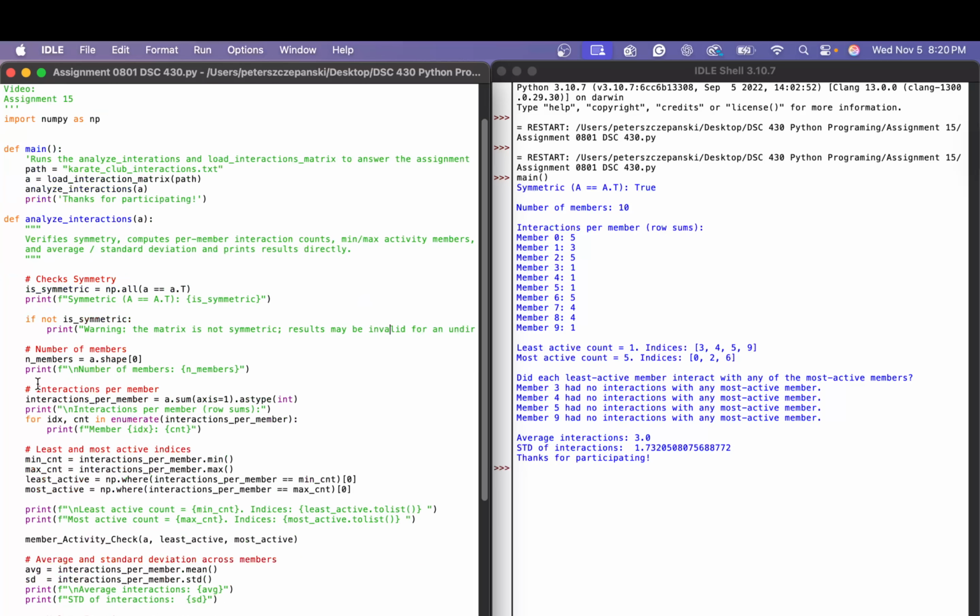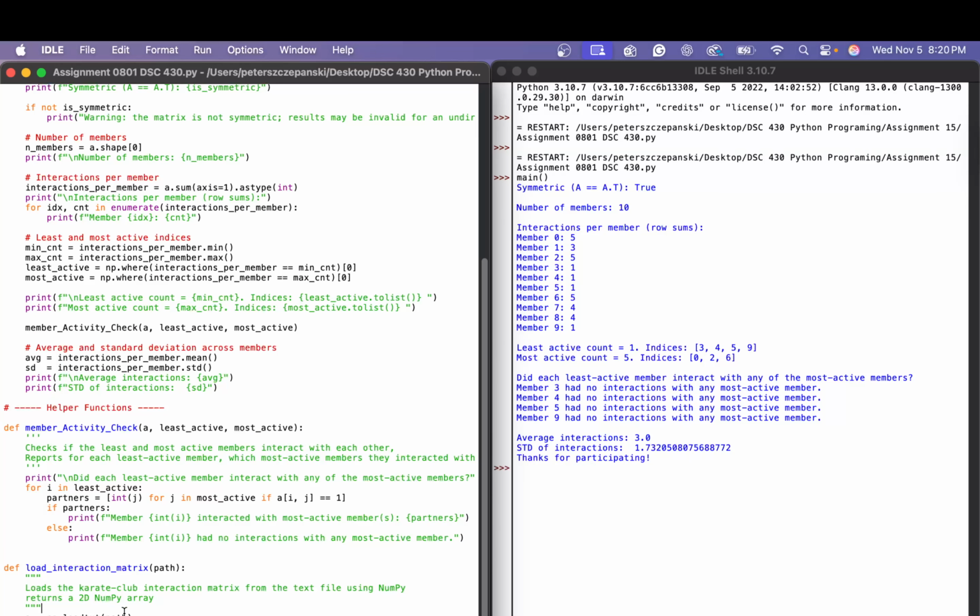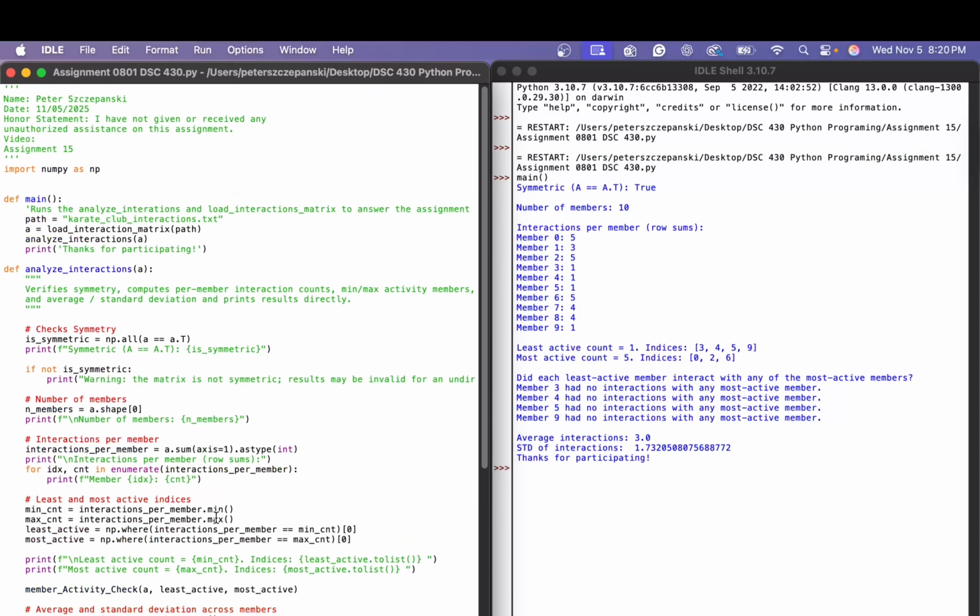Okay, so loading the data, the first thing I did was use numpy's loadtxt function to read the matrix into the file. Once loaded, I stored it as a numpy array, so I could easily work with it. And then I also checked if it was symmetric, meaning that if member A interacted with member B, then member B would also interact with member A. So then I used A.T and compared it to A to confirm all this.